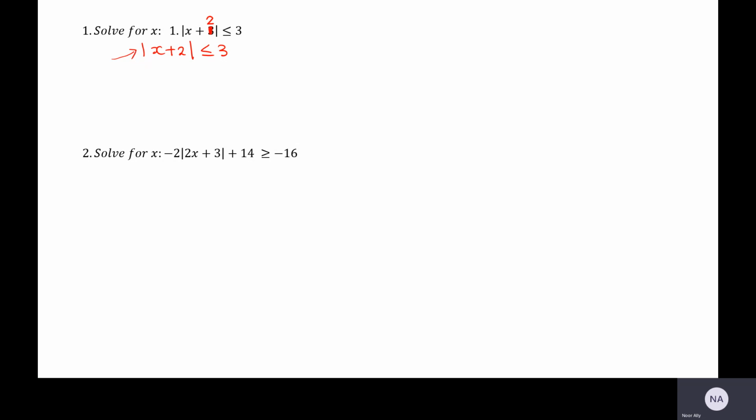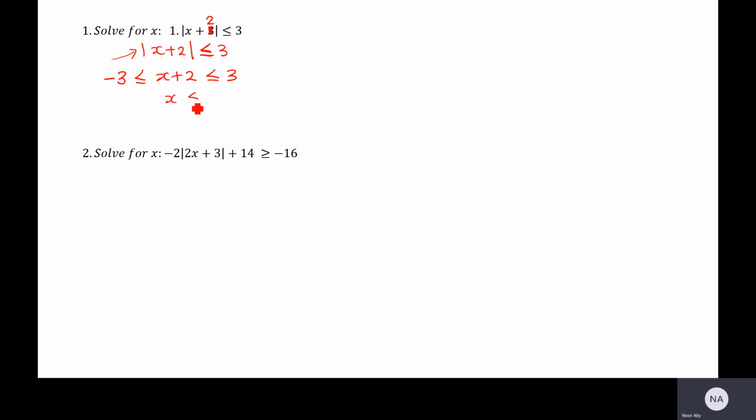First check, is the absolute value isolated? Is it by itself on the one side? Yes, it is. Do I need to transpose or divide? Not at all. Once I have done that, then I check the inequality. This is a less than or equal to sign. So I drop the absolute value. It will be less than or equal to plus 3, greater than or equal to minus 3. There's a double inequality. Transpose and work it out.